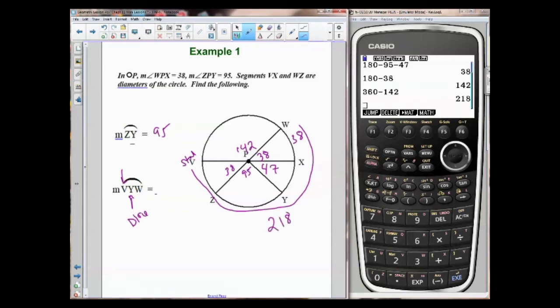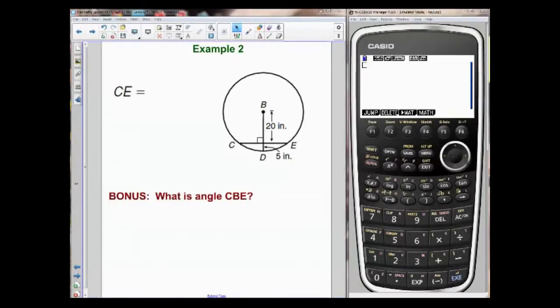Okie dokie. So let's take a look at the next example. Now, in this example, we're dealing with chords, basically, and a radius. So let's go ahead and take a look at this. Here we have a radius all the way down here to the end of the circle. This length is 20, this is 5, so the radius is 25. And then we have a chord, and this chord comes right around here.